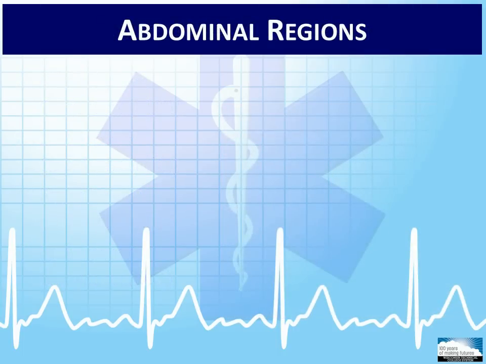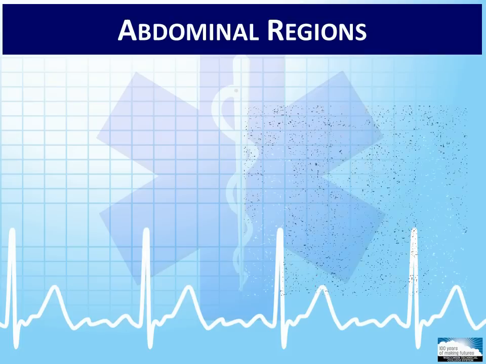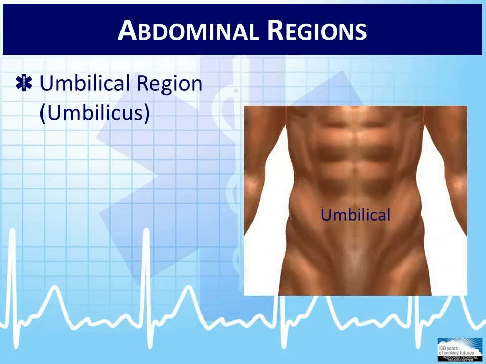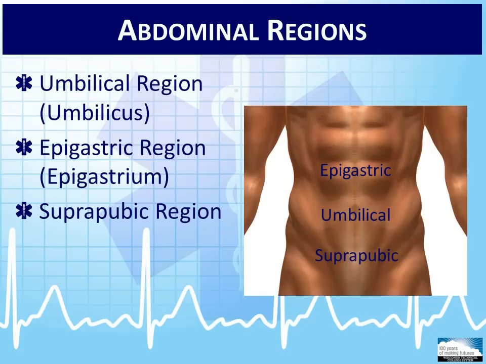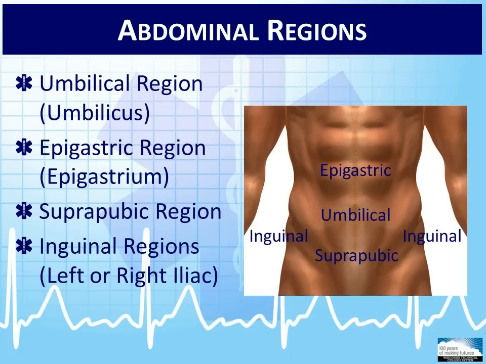It is often common to hear healthcare providers referencing abdominal regions. As the umbilical region surrounds the umbilicus, the belly button, it is the most central region of the abdomen. The epigastric region consists of the upper middle abdominal area above the umbilical region. The suprapubic area is inferior to the umbilical region, superior to the pubic area. The inguinal or left and right iliac regions are on both sides of the suprapubic areas.